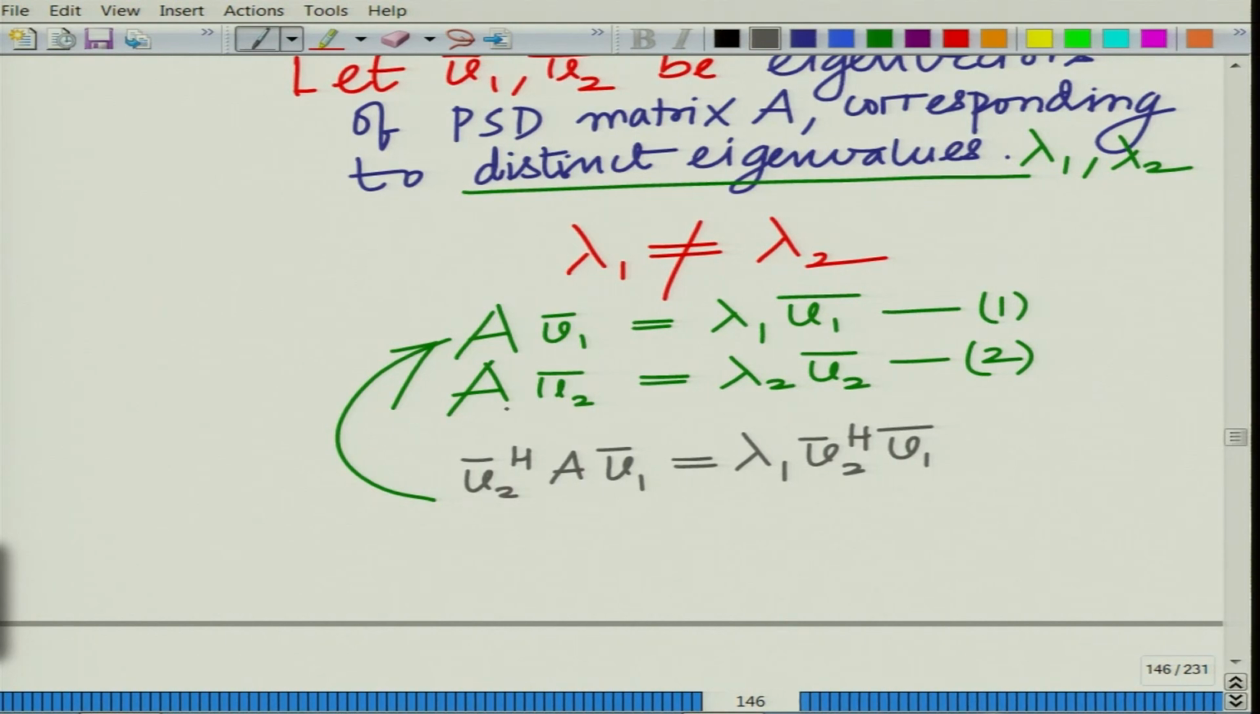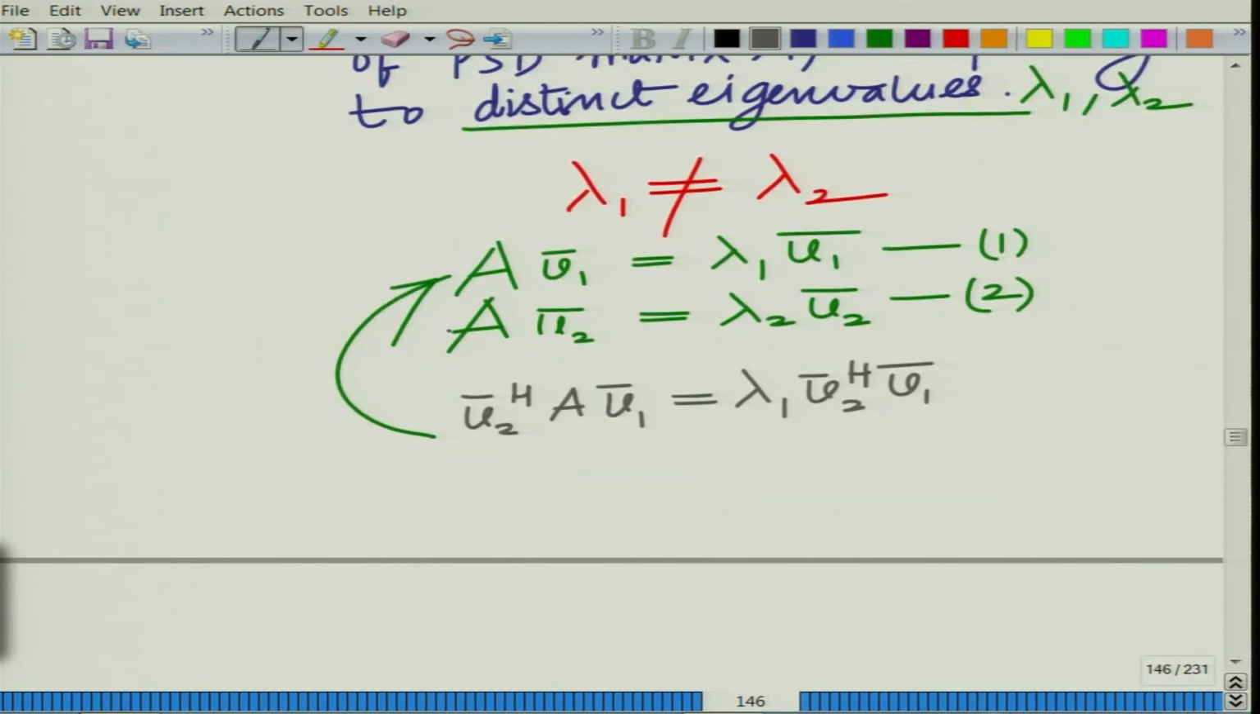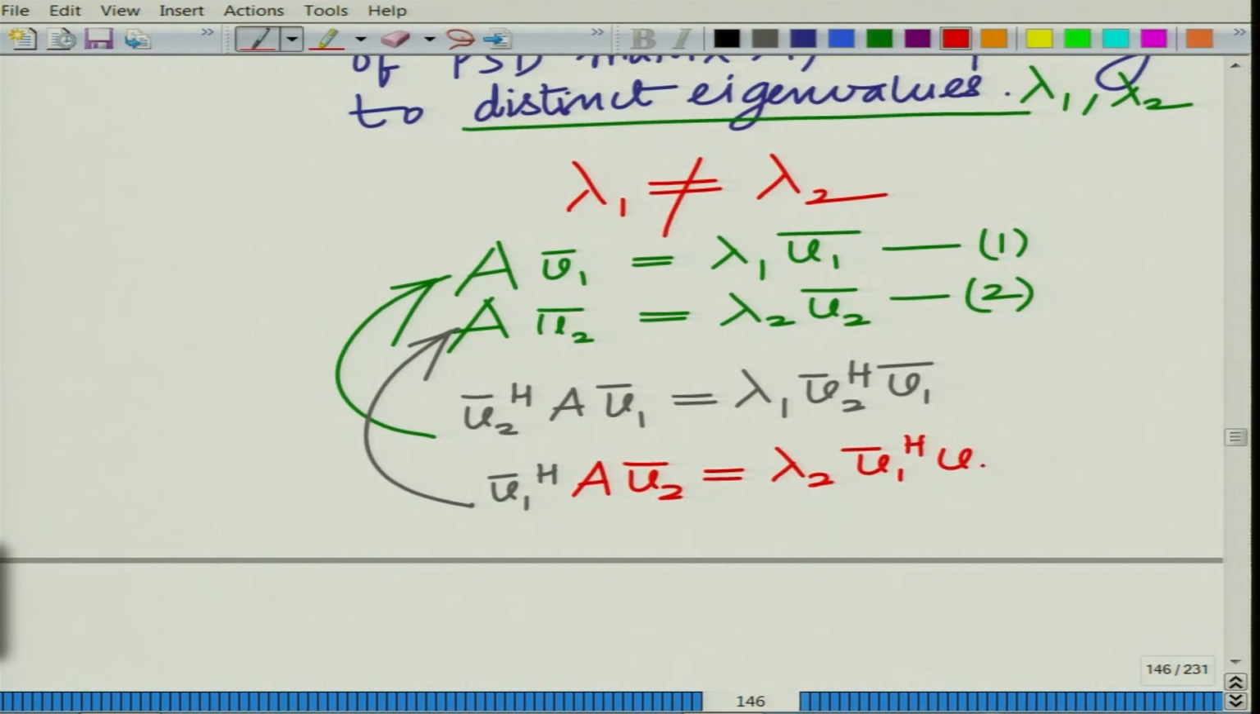And now let us perform on this u1 bar Hermitian A u2 bar, this is lambda 2 u1 bar Hermitian u2 bar. Now take the Hermitian or complex conjugate, because these are scalar quantities, both of these things are the same.